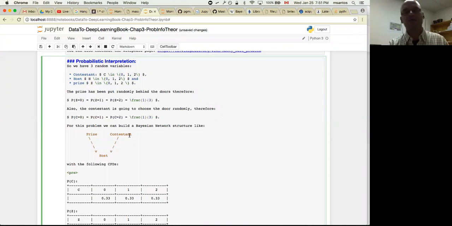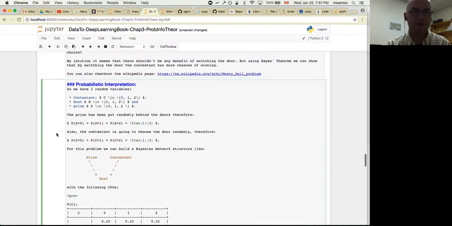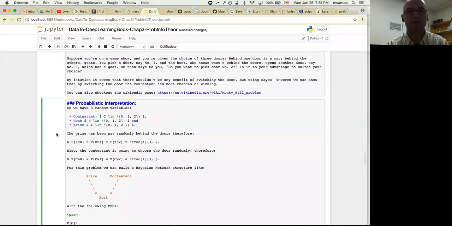So we have these 3 variables, and this graph describes a relationship between these variables. Because think about the problem. If you chose door number 1, for sure the host will not choose door number 1, because the door that the host chooses, he will open up, and that would terminate the game. There's no point in that. It would defeat the game.